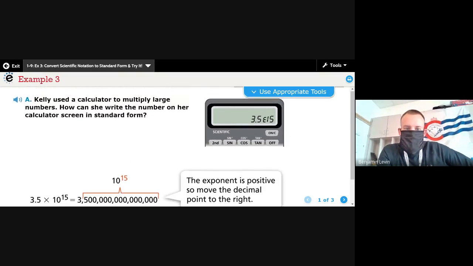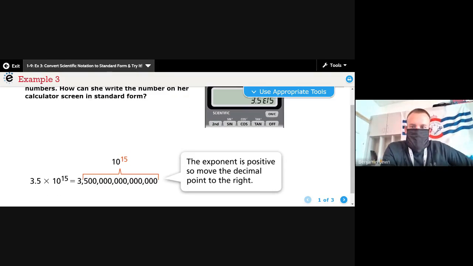So 3.5 times 10 to the 15th. That means we take 3.5 and we move it 15 spaces. So we're taking 3.5 and we are going to move this decimal point 15 spaces. 1, 2, 3, 4, 5, 6, 7, 8, 9, 10, 11, 12, 13, 14, 15. And we have to fill in zeros for every single one of those blanks.